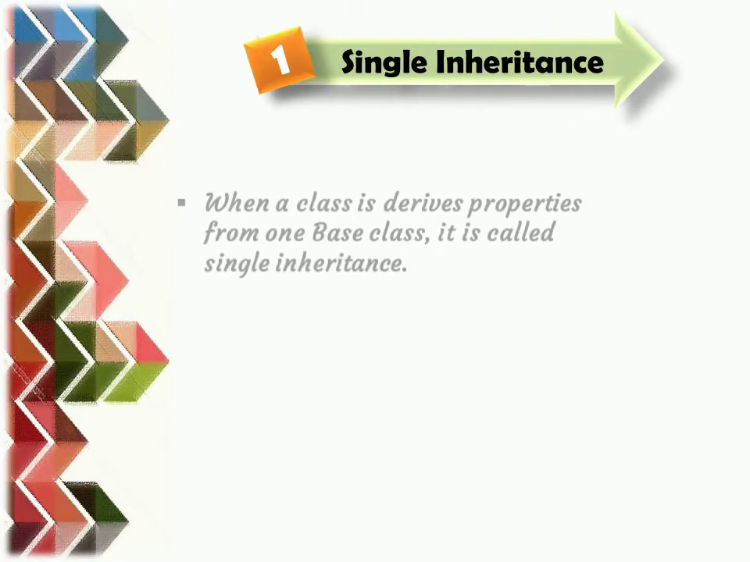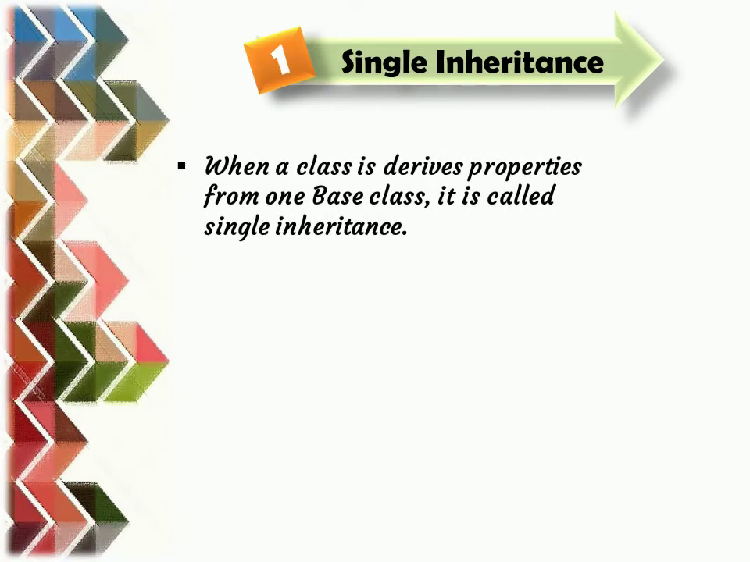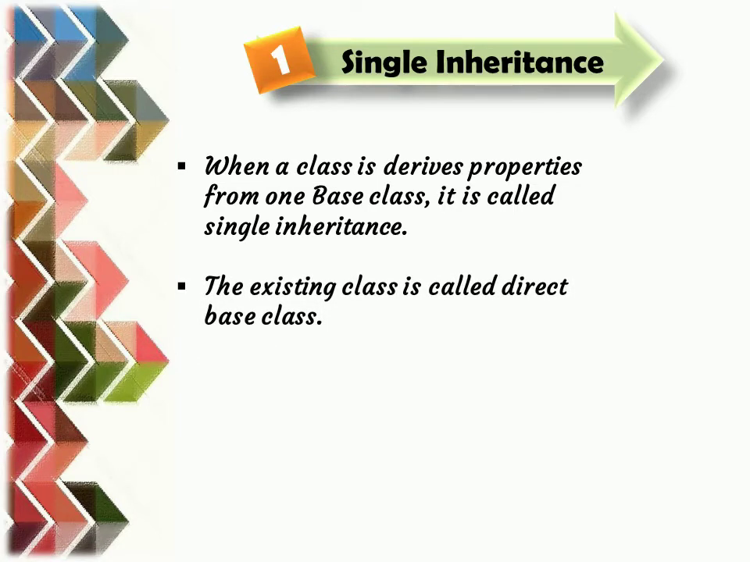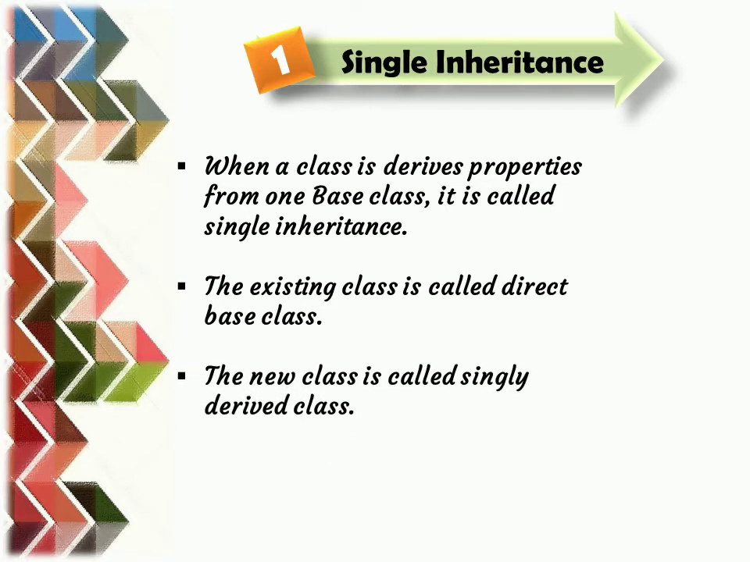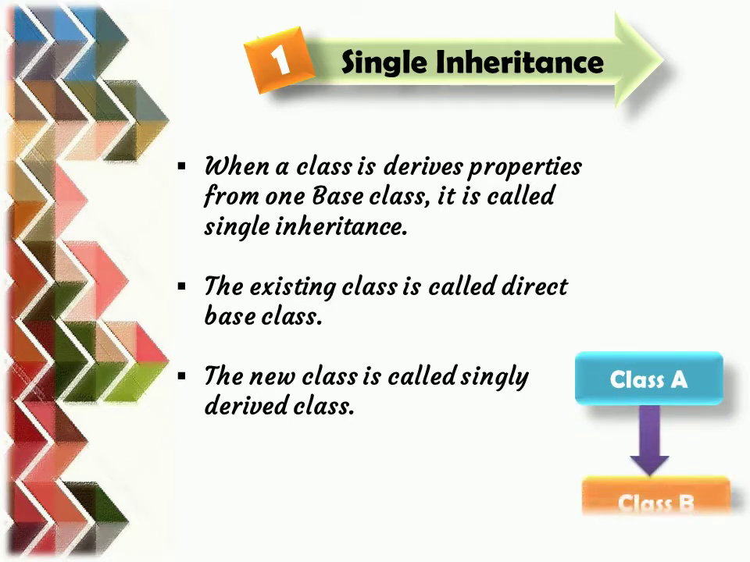First, we will see what is single inheritance. When a class derives properties from one base class, it is called single inheritance. That is, the existing class is called a direct base class. So the new class is called a singly derived class. So here the class B is deriving the properties of a base class, which is class A. Okay, so this is about single inheritance.